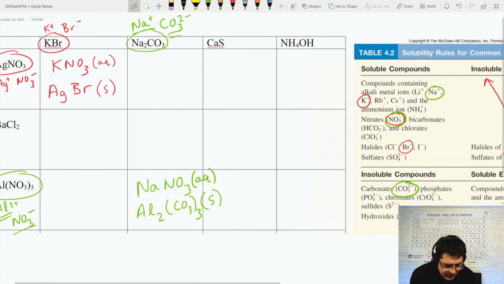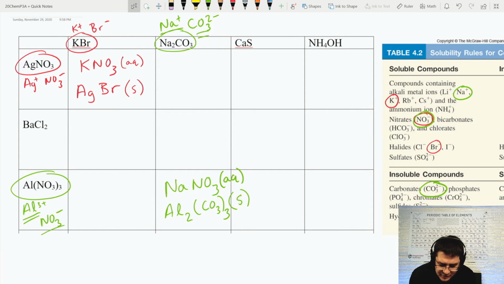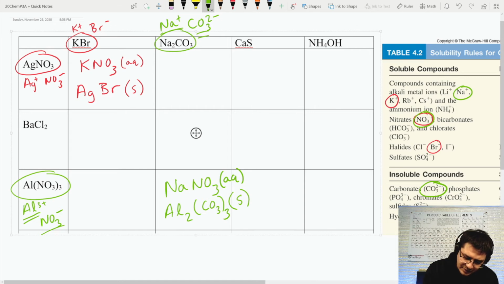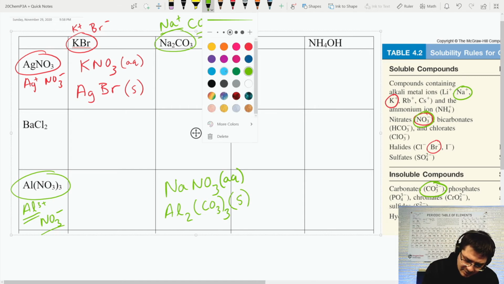I was actually trying to go for one that forms no precipitate. Okay, I see one. Okay, so let's do one more. I'll do this one in blue.